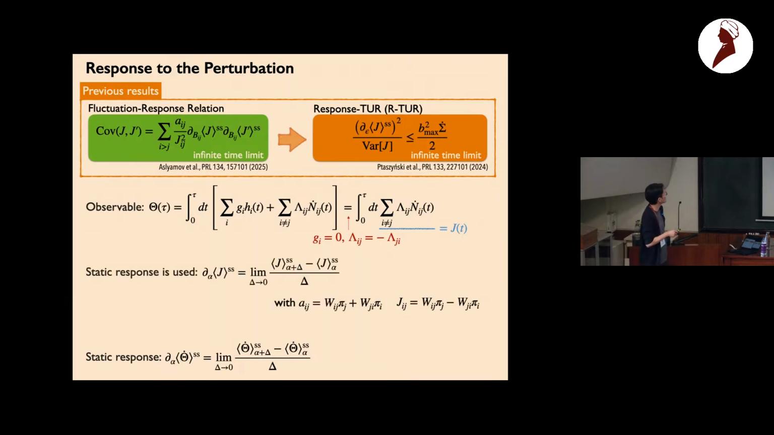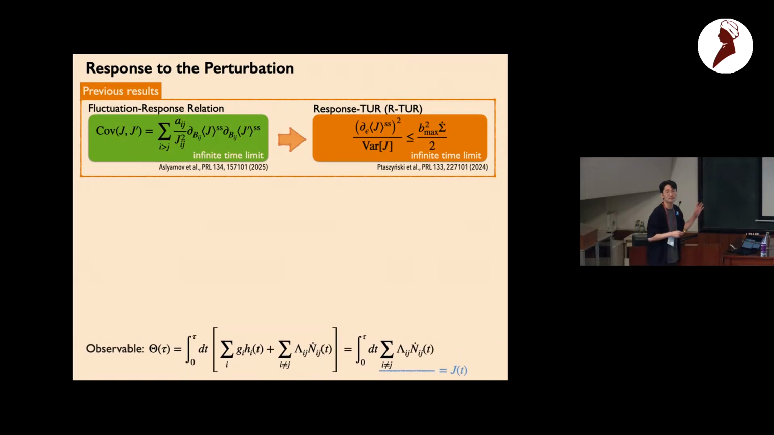Here, they use this static response. So when they calculate this response, we need to know these two steady state values. Because this static response can be obtained from infinite time measurement, that's why this equality holds only for the infinite time limit, okay?